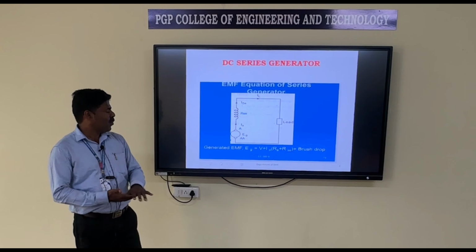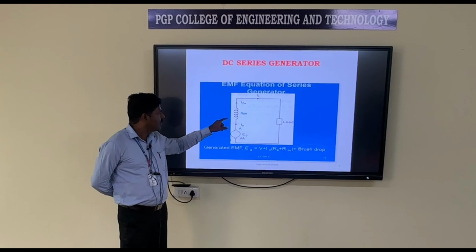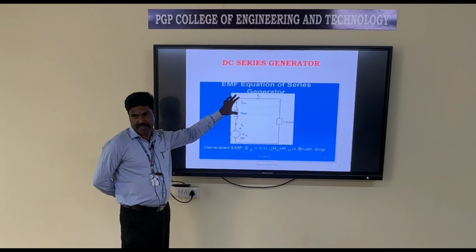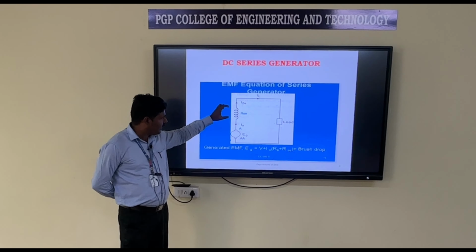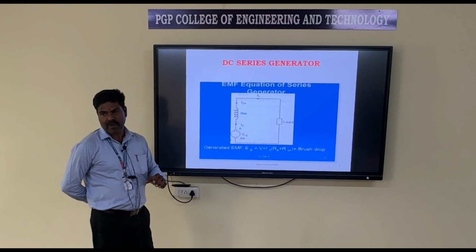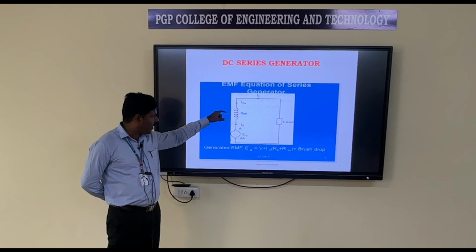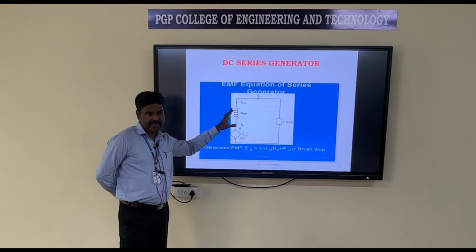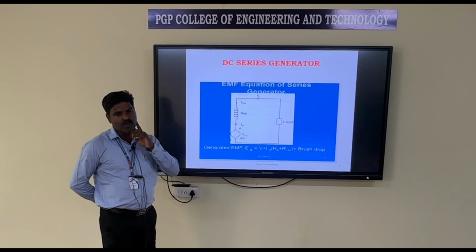Series generator. Here the field winding that is connected in series with the armature winding is known as DC series generator. Here this field winding has less number of turns of thick wire, having low resistance property. Therefore, this circuit is a series circuit. For series circuit, current should be same.